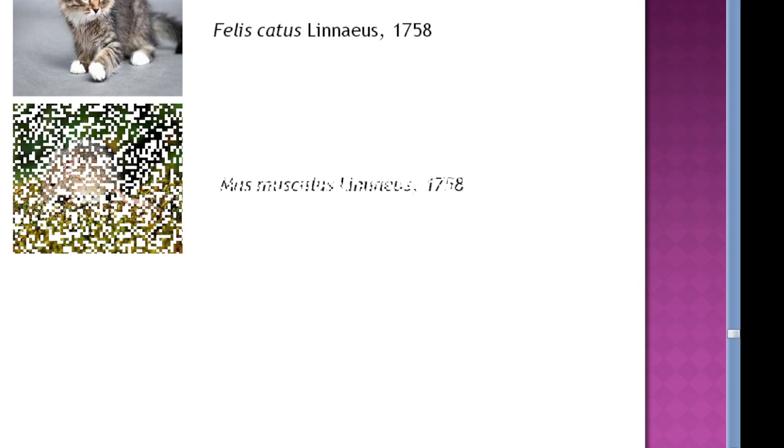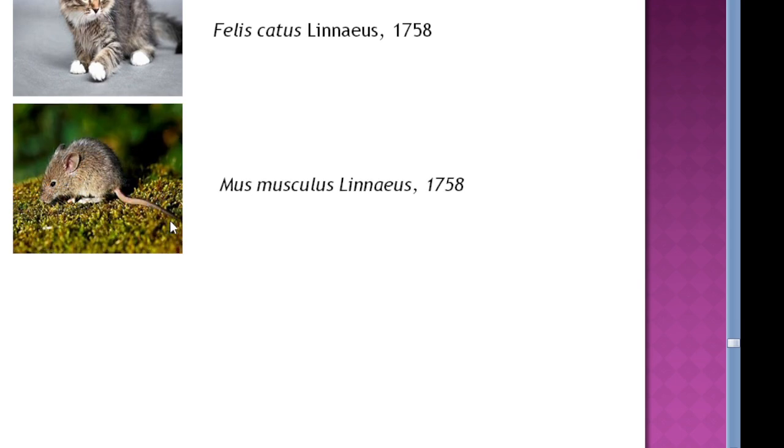Another example, the domestic cat, Felis catus, Linnaeus 1758. So, the first position, genus, look at the first letter. The species, look at the first letter. The genus and the species are written in italic style. After that, Linnaeus, which is the author, and the year of the description. And the comma, don't forget the comma. So this is the binomial of the domestic cat.